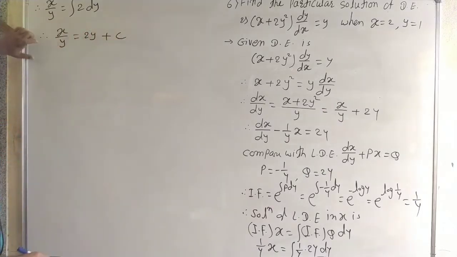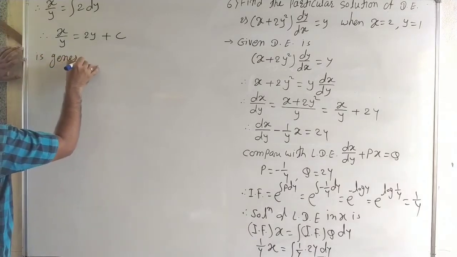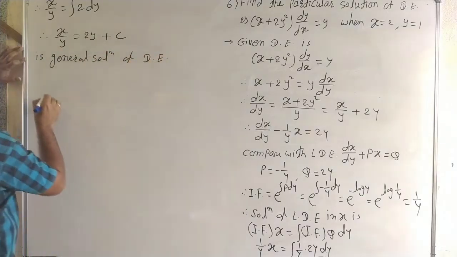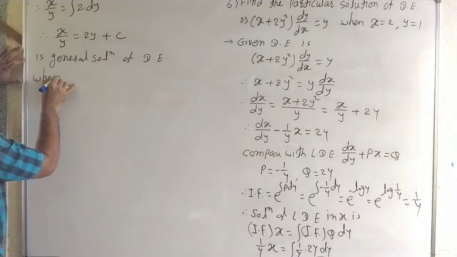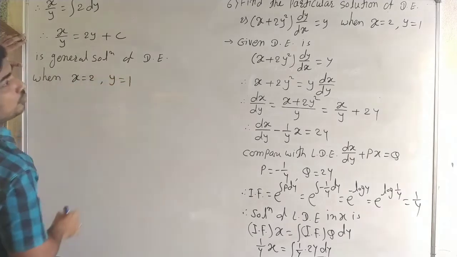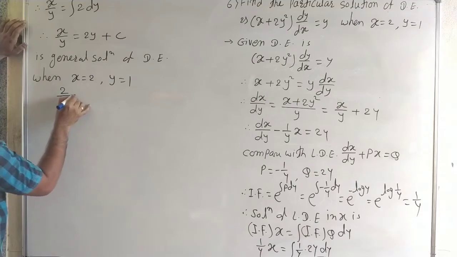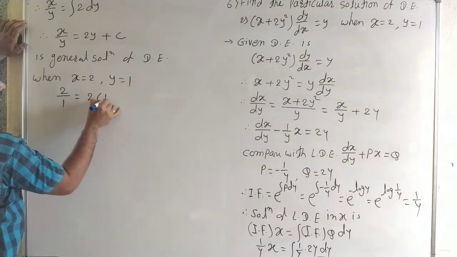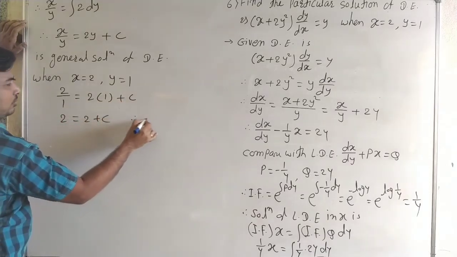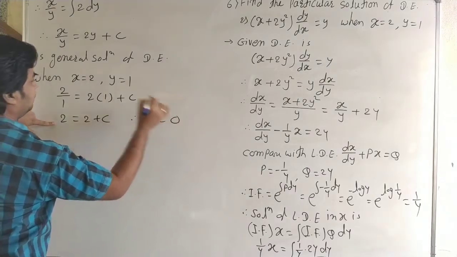See carefully. Here it is an integral, that is the general solution of the differential equation. Now when x is equal to 2 and y is equal to 1, we find the particular solution. When x is equal to 2 and y is equal to 1, 2 into 1 plus c, and therefore 2 is equal to 2 plus c, and therefore c is equal to 0. Okay.